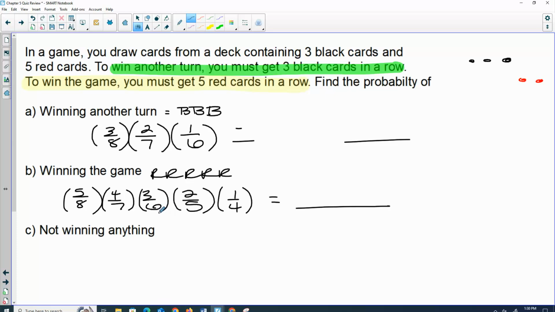Is that okay? Not winning anything. How do you not win anything? If you pull a black and a red, or a red and a black. Really, anything. Softball is dismissed. Softball is dismissed. Good luck, ladies.